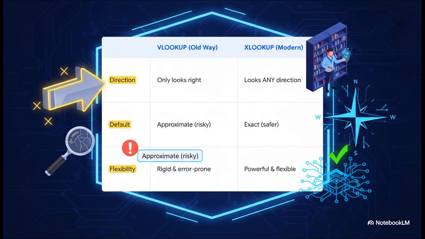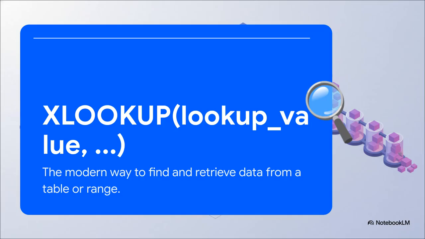But today we have a modern successor, XLOOKUP. It can look in any direction, left, right, up, down, you name it. It defaults to an exact match, which is way safer and what you want 99% of the time. It's just more powerful, more flexible, and honestly, a whole lot easier to use. Let's just look at the syntax because its simplicity is really its biggest strength. It has just 3 core parts.